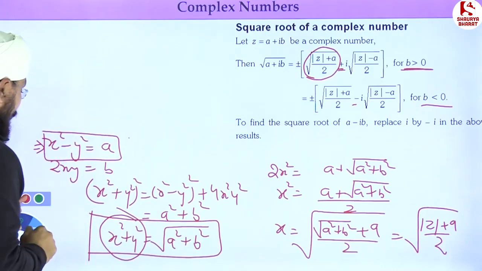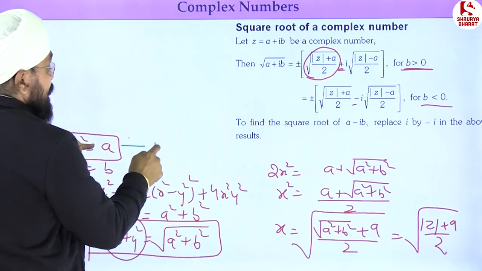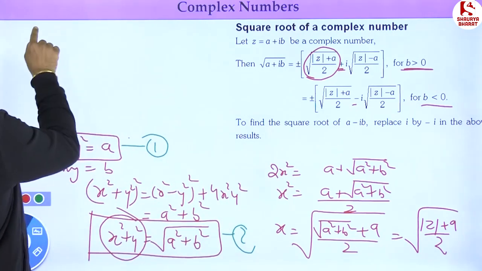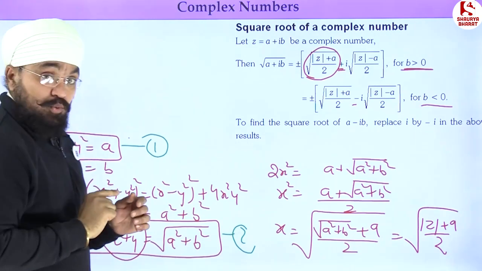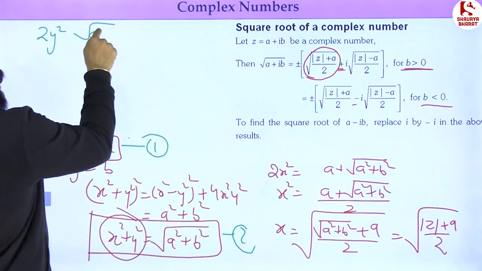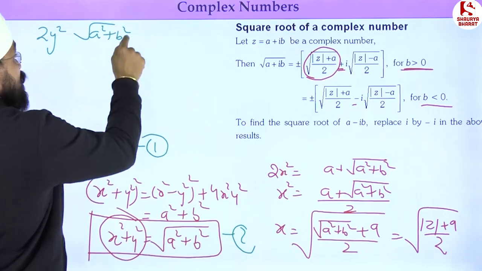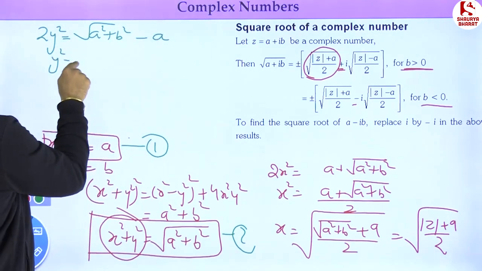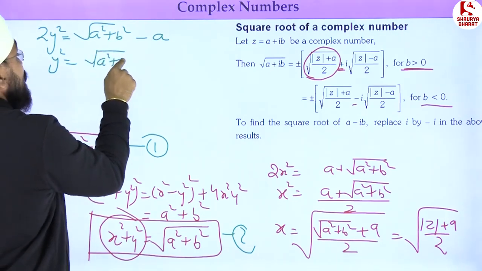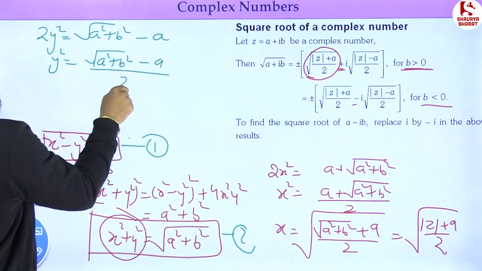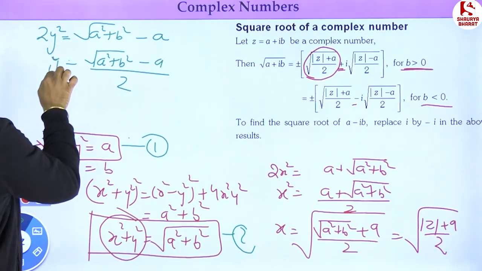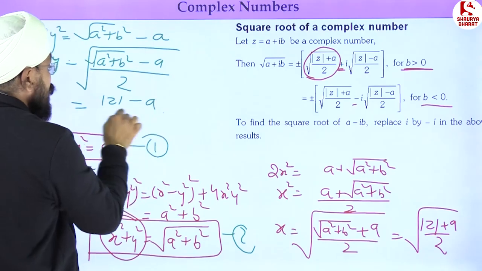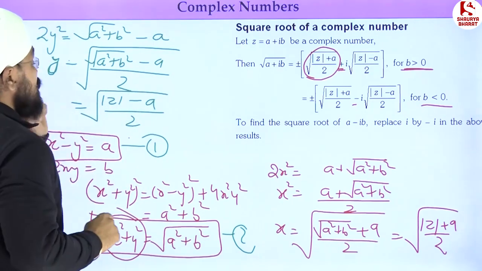You will see that we added these two equations, equation 1 and equation 2, and now I am going to subtract them. If I subtract, we are going to get 2y², which is equal to root of a² + b² minus a, and y² will then be (square root of a² + b² minus a) whole divided by 2. Take out this square, I am going to take it as a root. Then this is nothing but (magnitude of z minus a) whole divided by 2, and root. So this is the value of y.